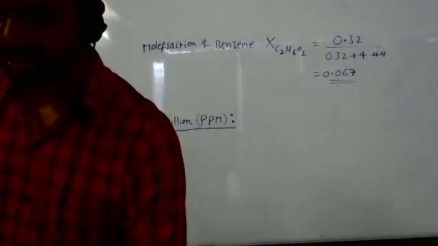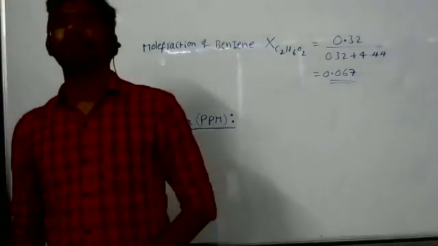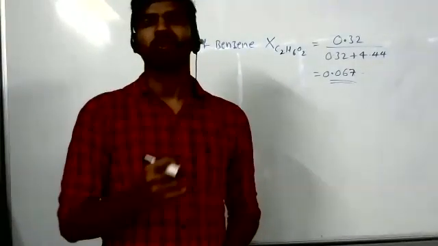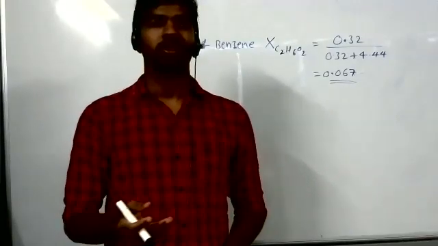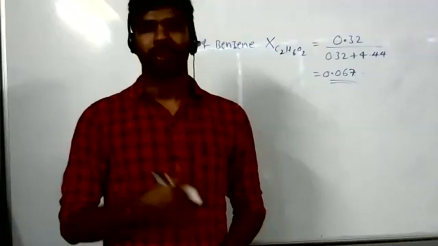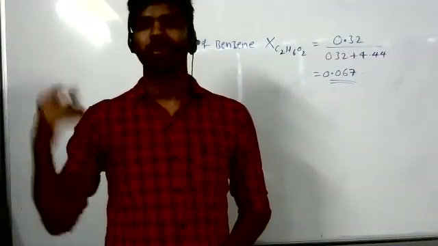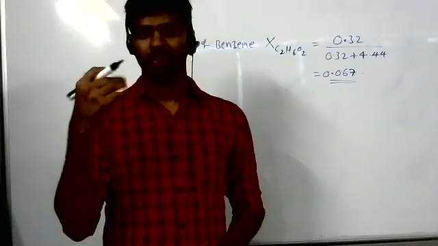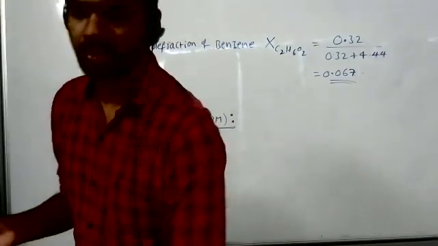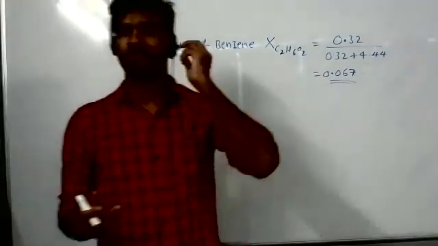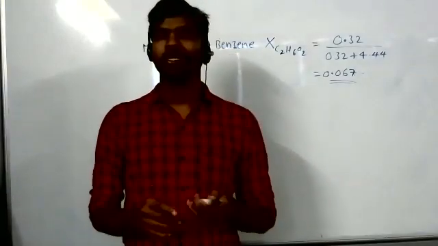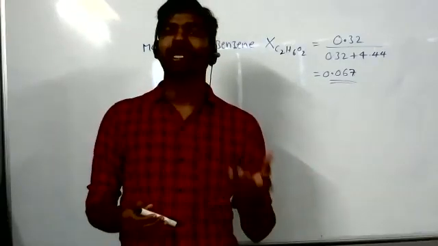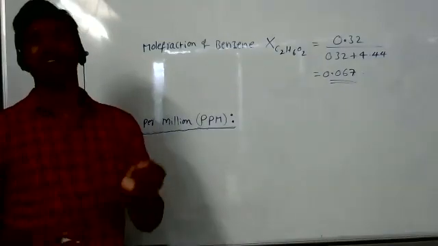ppm is a concentration term applied for a solute when the solute is present in trace quantity. When a small amount of solute is present in a given solution, we use ppm. Suppose sulfur dioxide is present in the atmosphere, we explain it in terms of ppm. Even impurities, like in hard water and soft water. Hard water is mainly because of calcium and magnesium ions present in water. Their amounts are expressed in terms of ppm, because they are present in trace quantities.